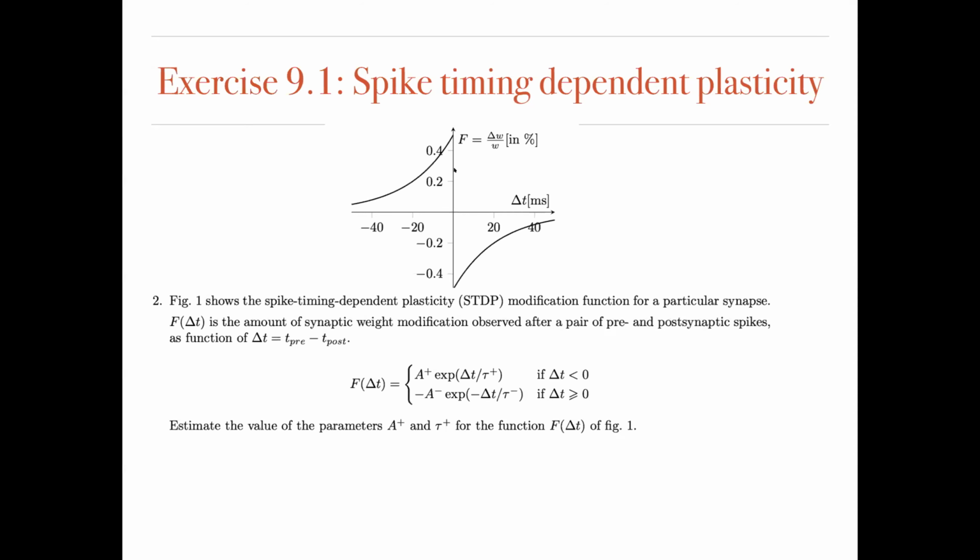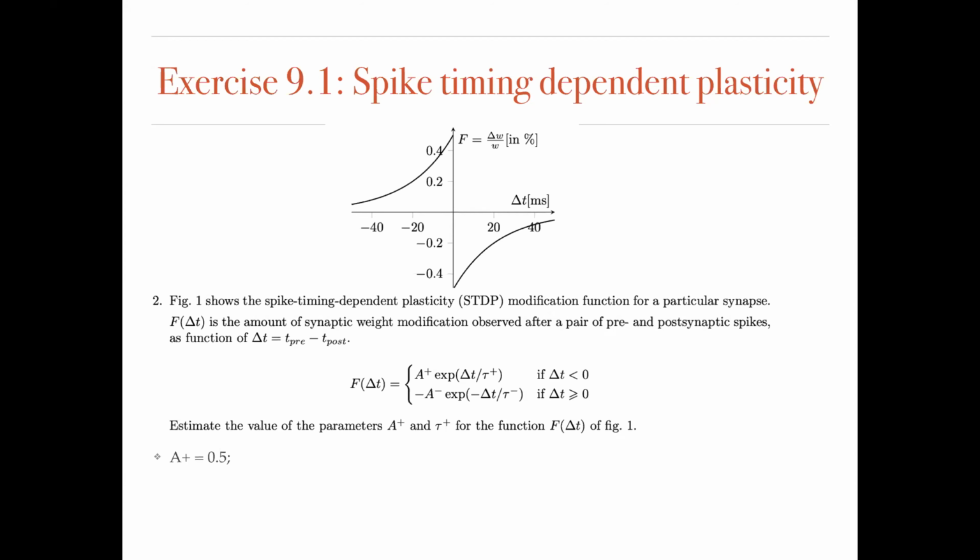Can you see my cursor? So when delta t is 0, we have that the function is 0.5. And we know that the exponential of 0 is 1. And so we can safely say that a plus will be 0.5 due to the fact that the function returns 0.5 and the exponential of delta t is 0.